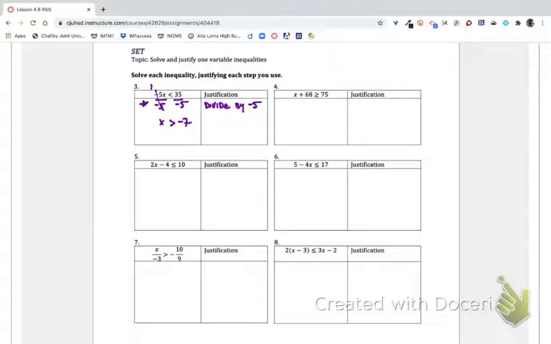I put that star there to give me that mental reminder that when I multiply or divide by a negative coefficient, I need to flip the sign. Number 5, we're going to add 4 to both sides, and then divide by 2.